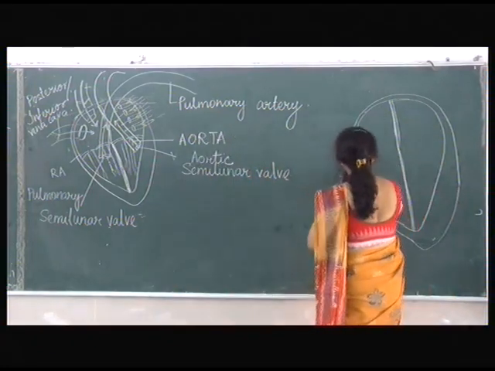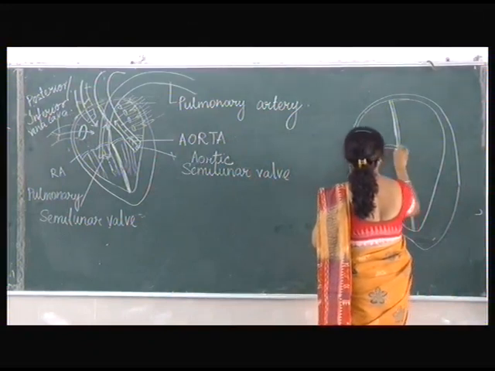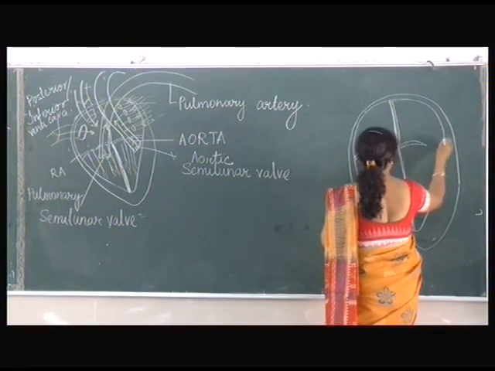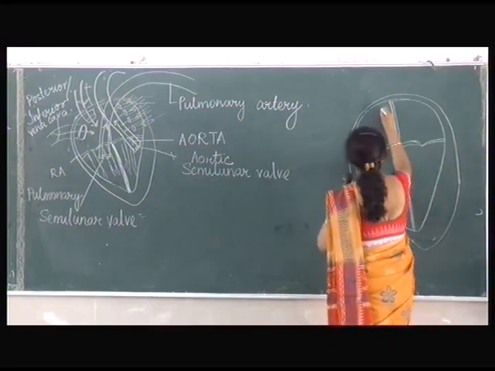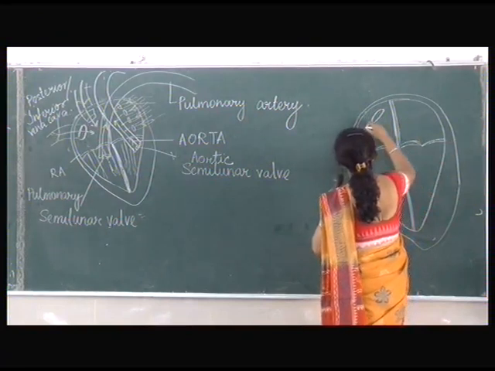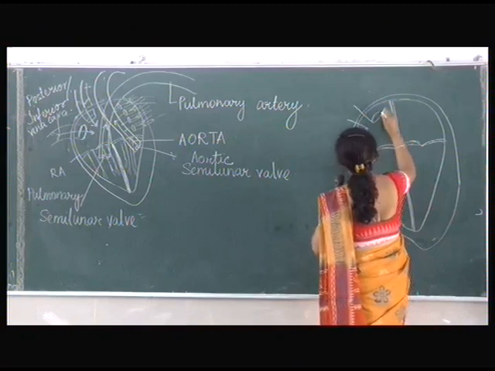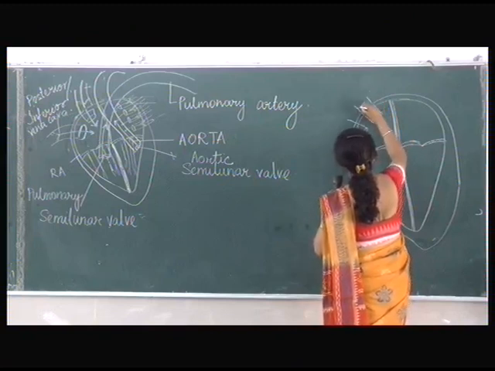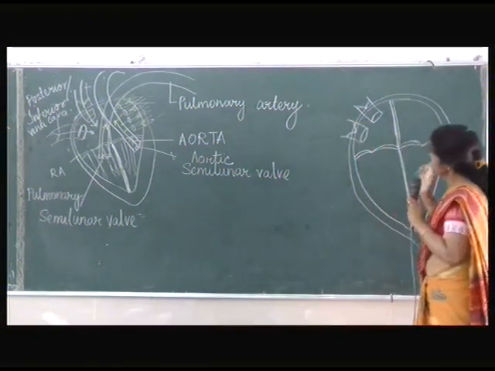Now here it is. This is the tricuspid valve, and this is the bicuspid valve. Now, these are the two vena cava. Let us start with the circulation, is it?